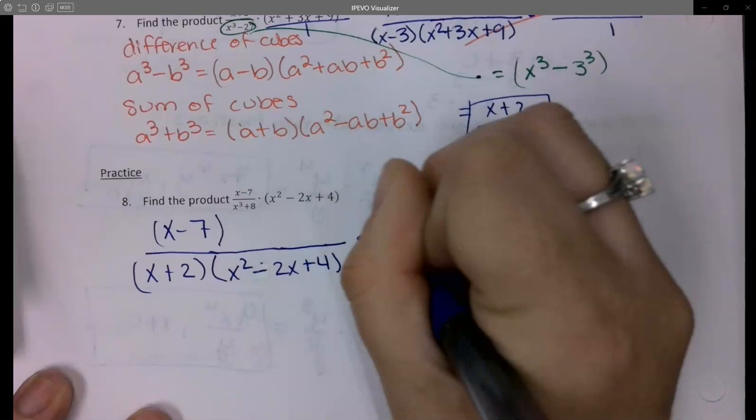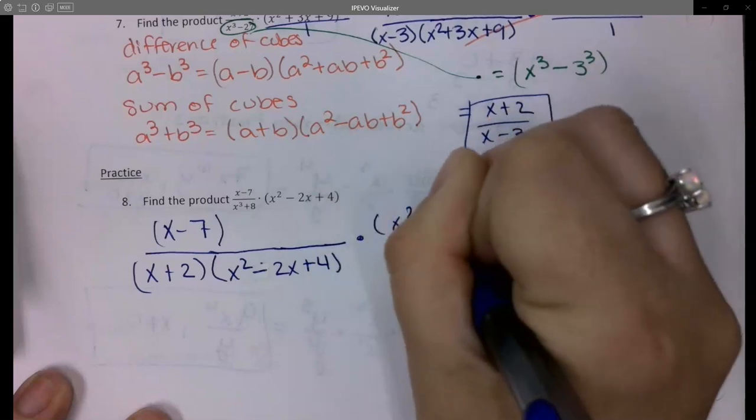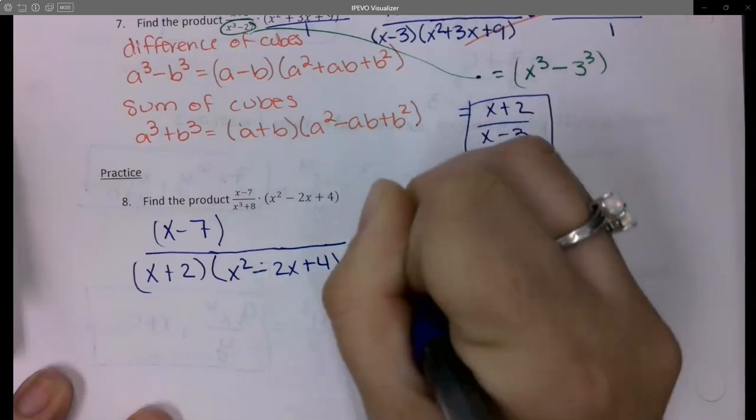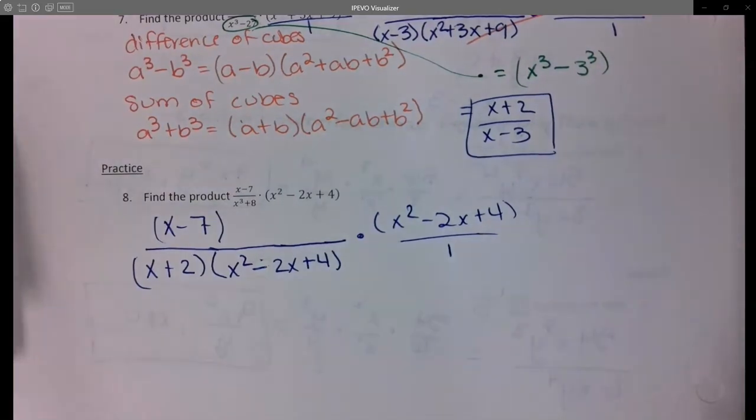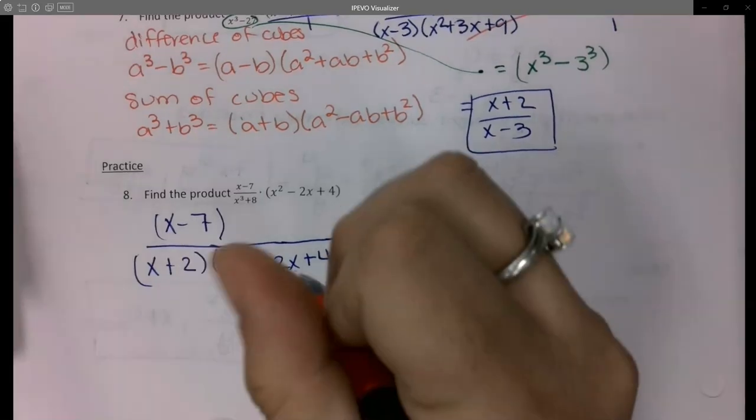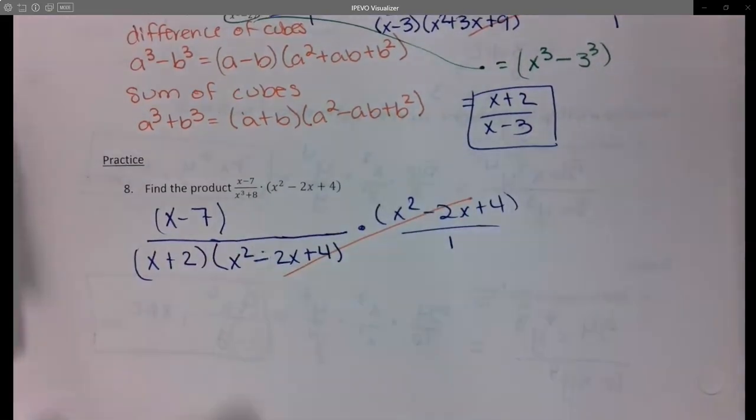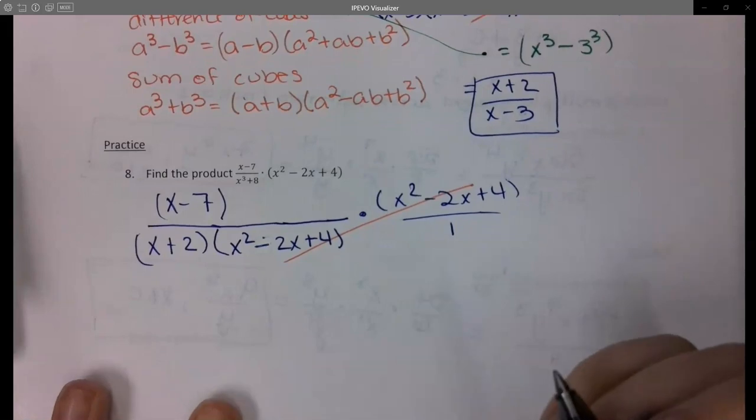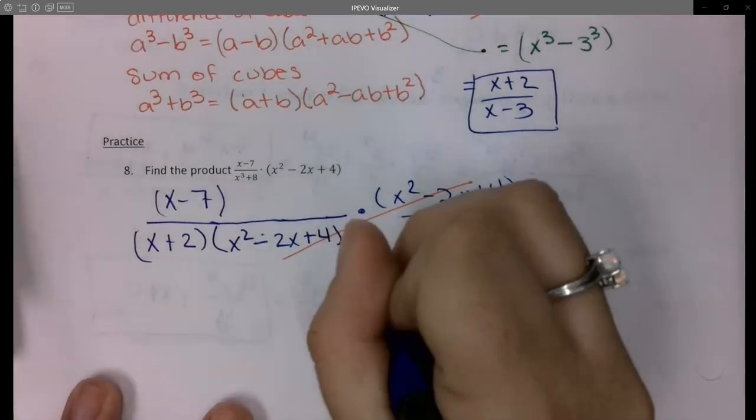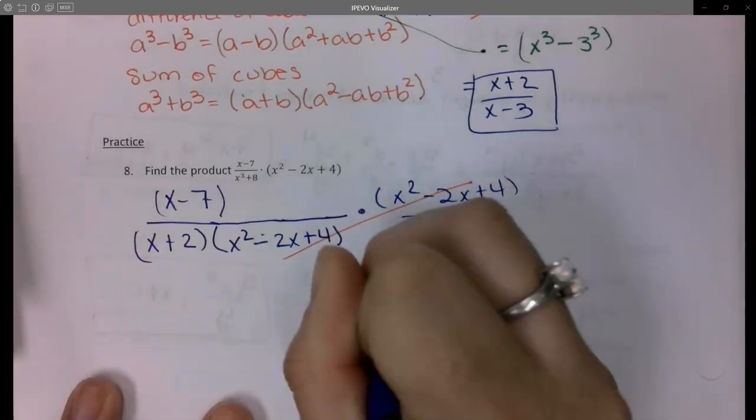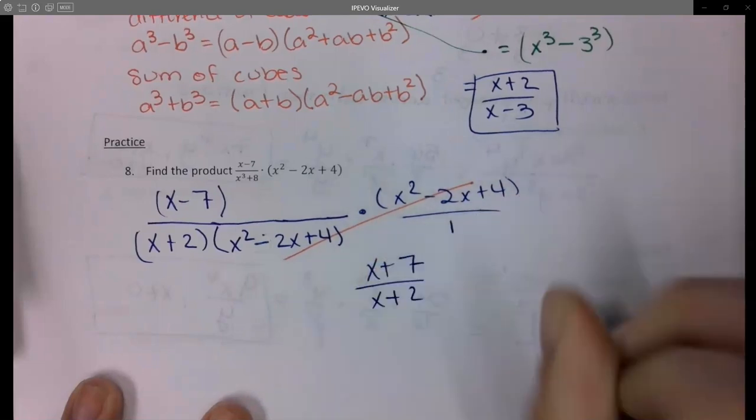And then I'm going to be multiplying by the X squared minus 2X plus 4 over 1. Can I cancel anything out? Yep. So it leaves me with what? Oops. Why am I so bad at my negatives today?